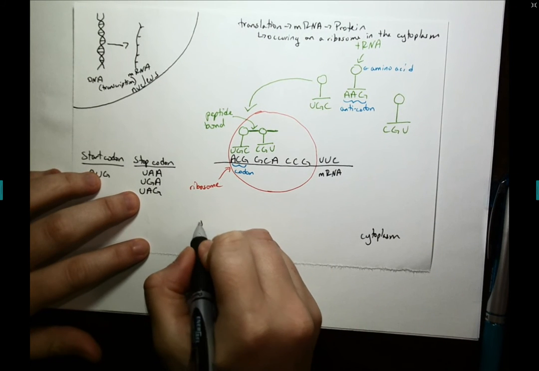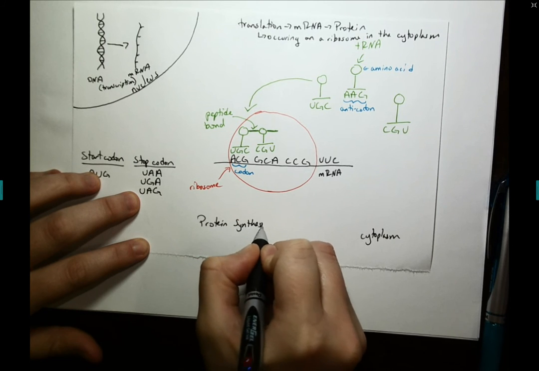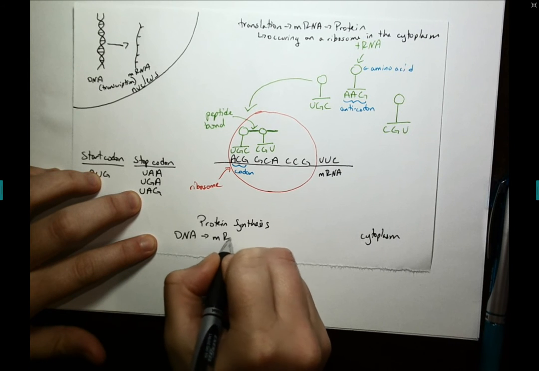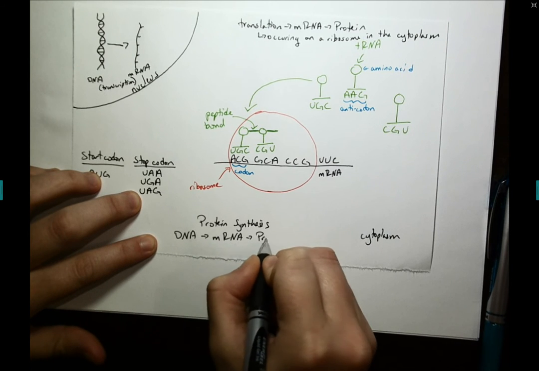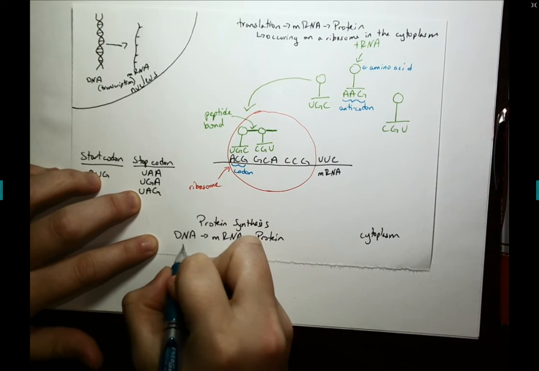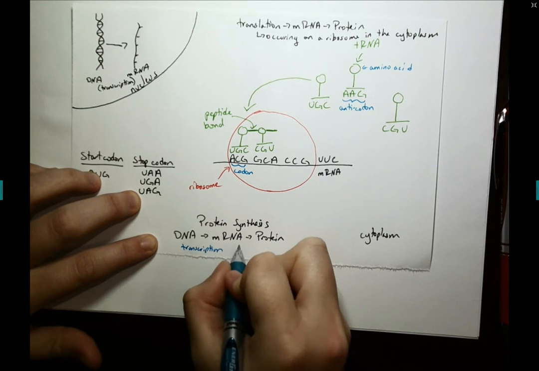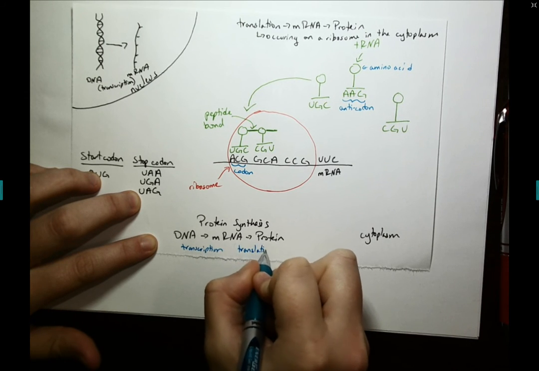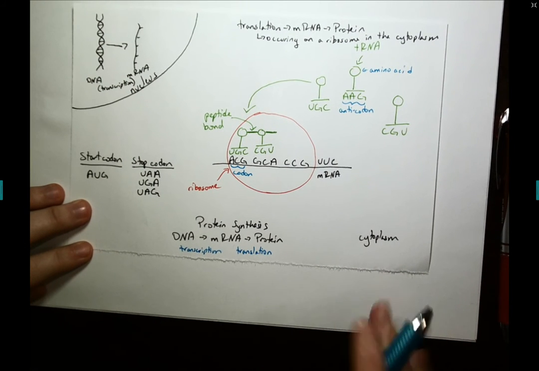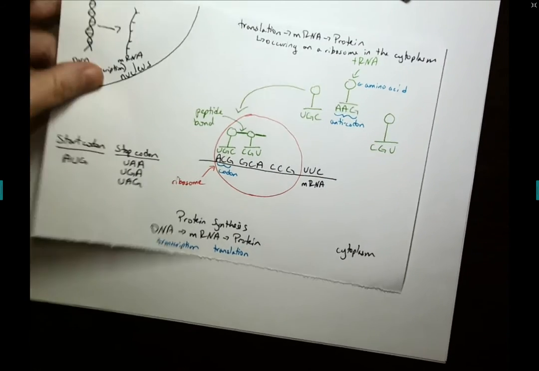So in summary, protein synthesis, right, is DNA to mRNA to a protein. And DNA to mRNA is transcription, and mRNA to a protein is translation.